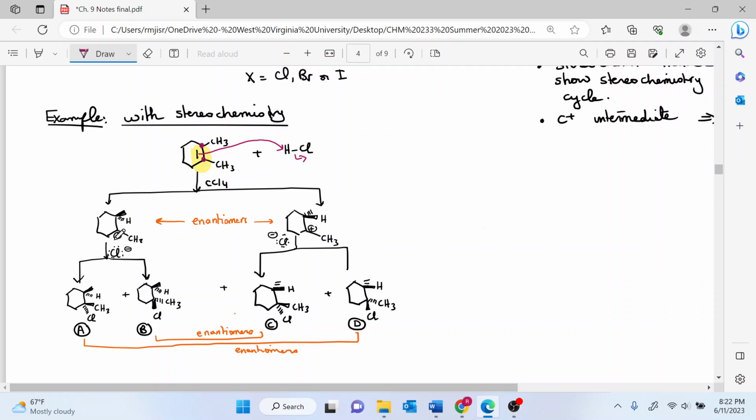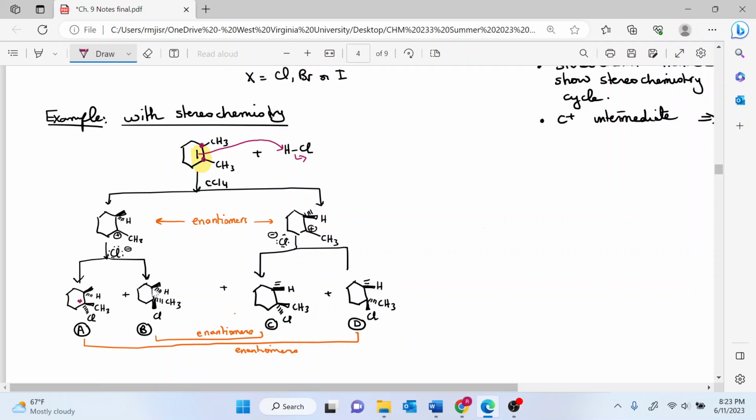Then the Cl minus is going to attack. And here the Cl has two options. Either the Cl is going to attack from the top and bottom of this carbocation, so you're going to end up getting two products, or it's going to attack from top and bottom of this carbon, so you're going to end up getting two products in this case. If you look at A and B, they have this carbon over here being the same. The only difference is the second chiral center.